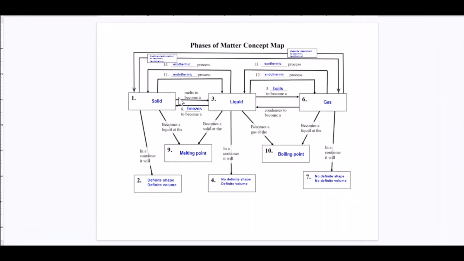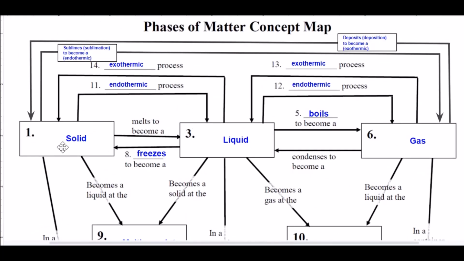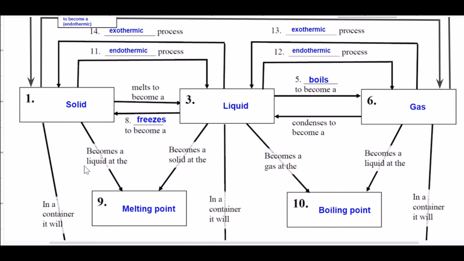So yesterday, we had this concept map, right? So if we're going from a solid to a liquid, it's an endothermic process. We're adding heat. If we go from a liquid to a gas, it's also an endothermic process. We're adding heat. So we're always adding heat energy. And we see the solid melts at the melting point. Solid becomes a liquid at the melting point. A liquid becomes a gas at the boiling point.